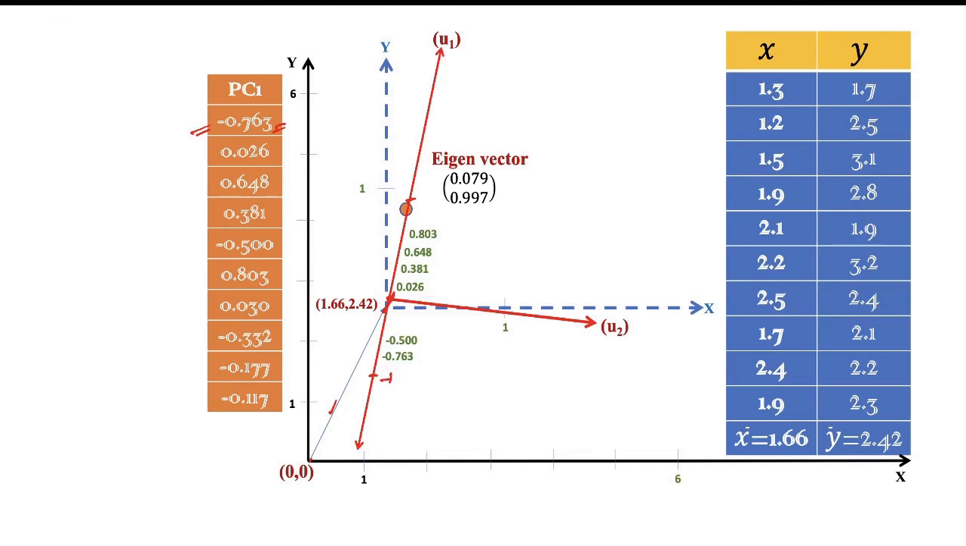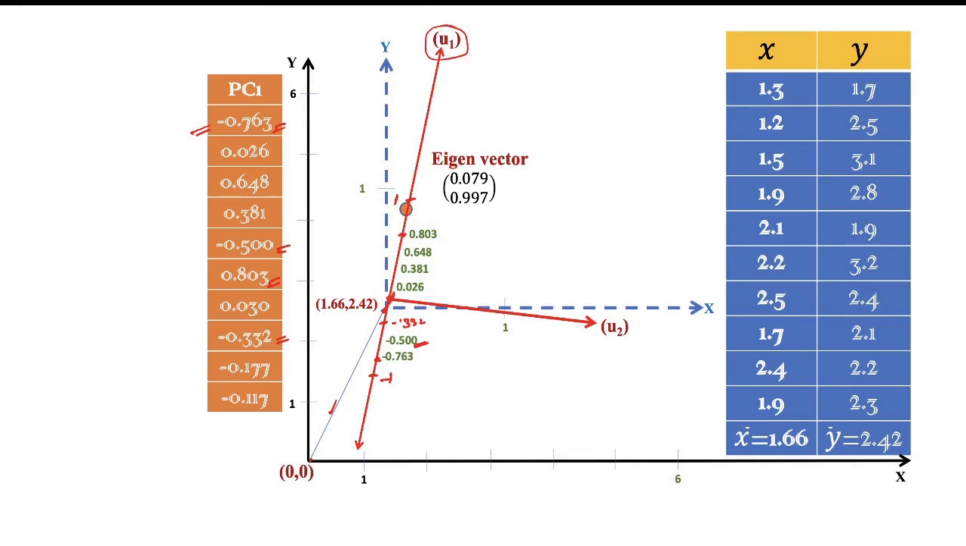So this point may be considered as minus 0.763, then another negative point, minus 0.5, and one more negative point, minus 0.332, somewhere here. All the positive points we can put here; for example 0.803, if this is positive 1, somewhere here. That way all the points are placed over the eigenvector u1. So these are the new points for the PC1 component.